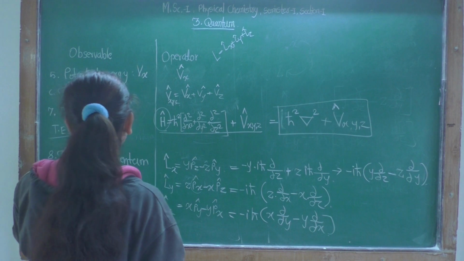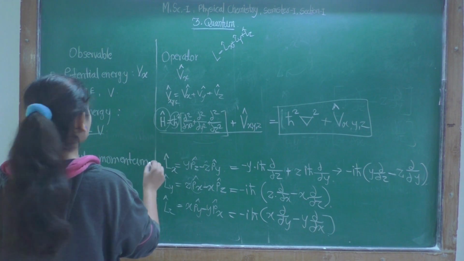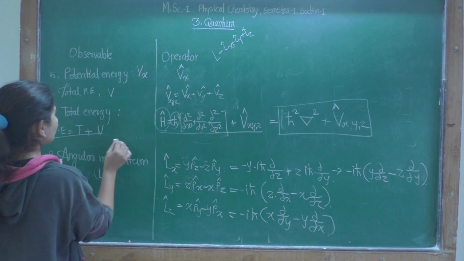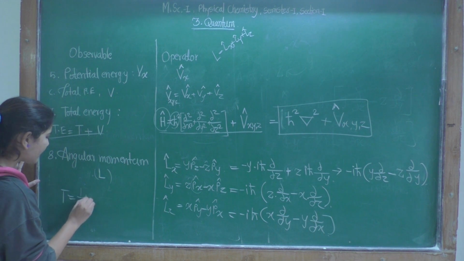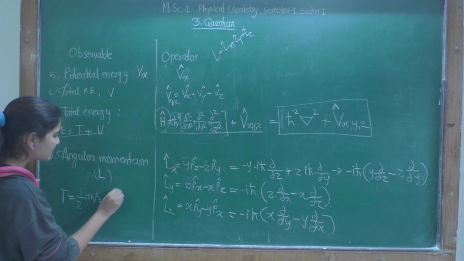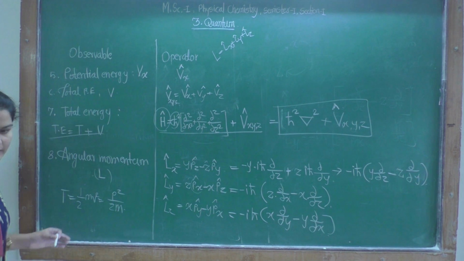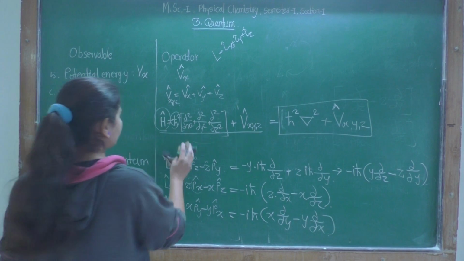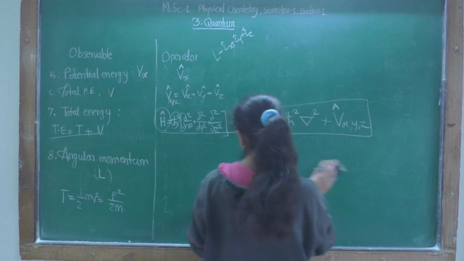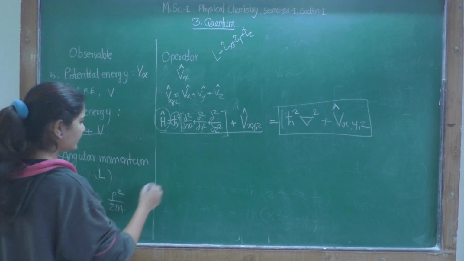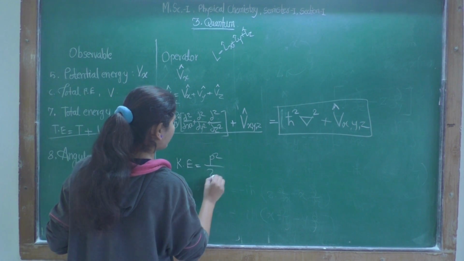See, I have made some mistake here about h cross square. We have seen what the total kinetic energy was. It was half mv square, which equals p square upon twice m. We have written p square. Let's again derive the kinetic energy. Let's see kinetic energy: p square upon twice m.